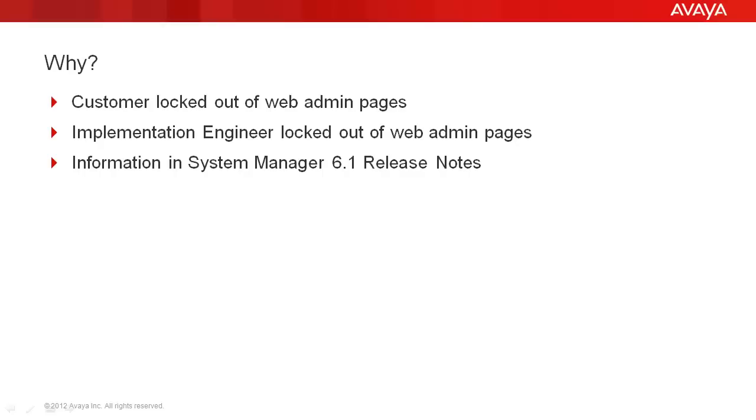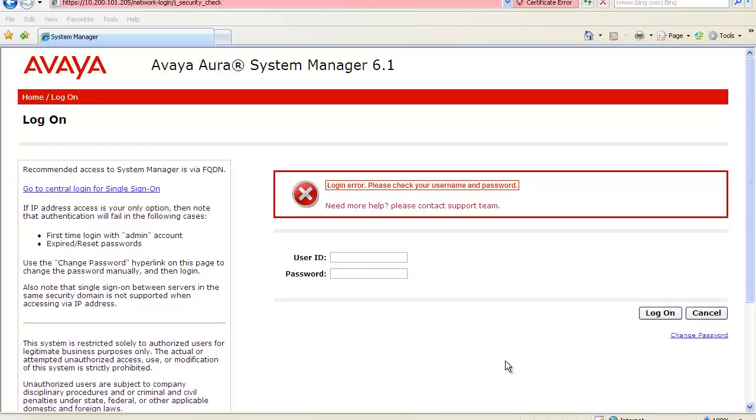All this information is in the 6.1 release notes at the end. Again, this is the reason why we're going to reset this password. Either a customer or an installer has basically locked up the web admin password. They'll get this login error: Please check your username and password. Need more help? Please contact your support team, and that's you.